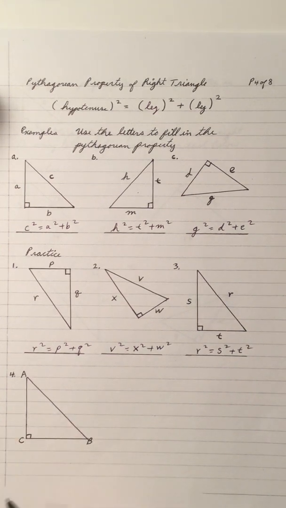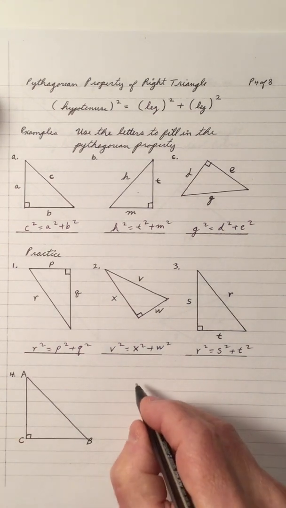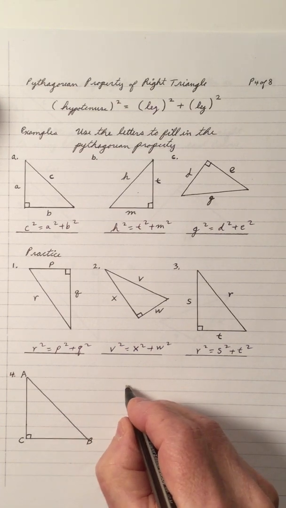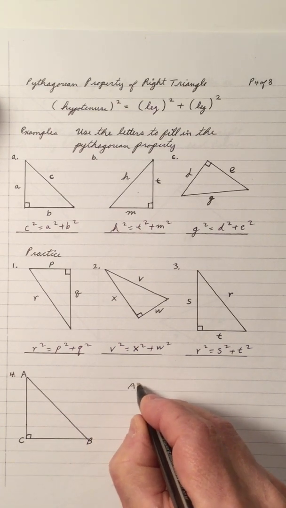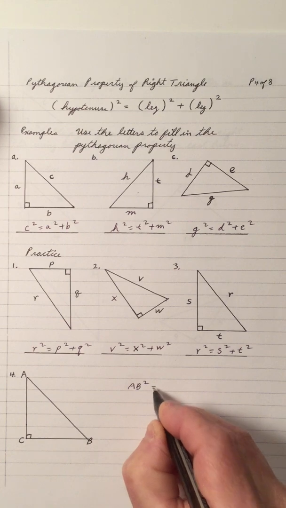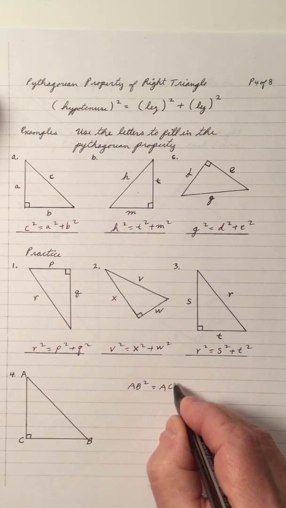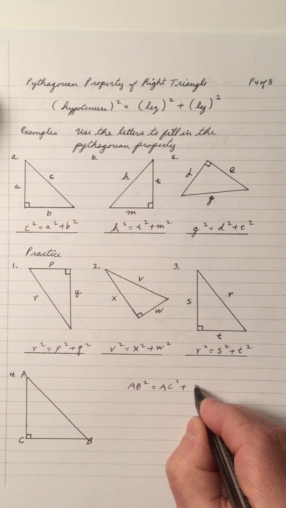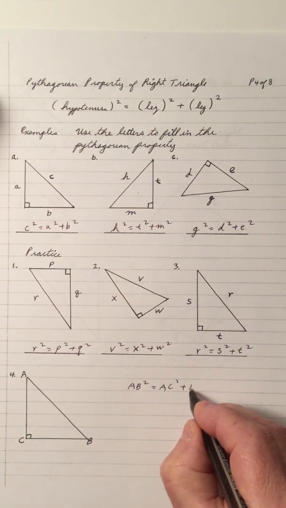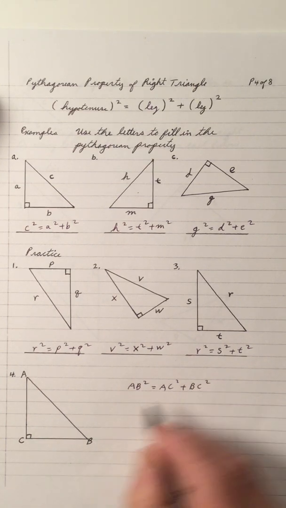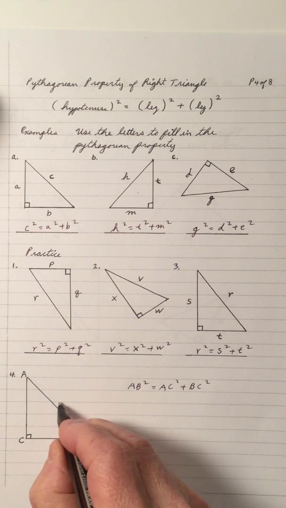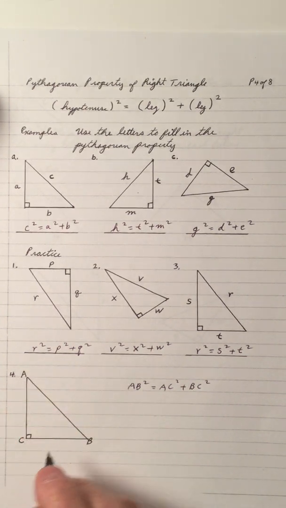Notice in number 4 I don't have any letters, so you can say the hypotenuse is AB, so AB squared is equal to the leg AC squared plus BC or CB squared. Again, this is the right angle, so AB is the hypotenuse.